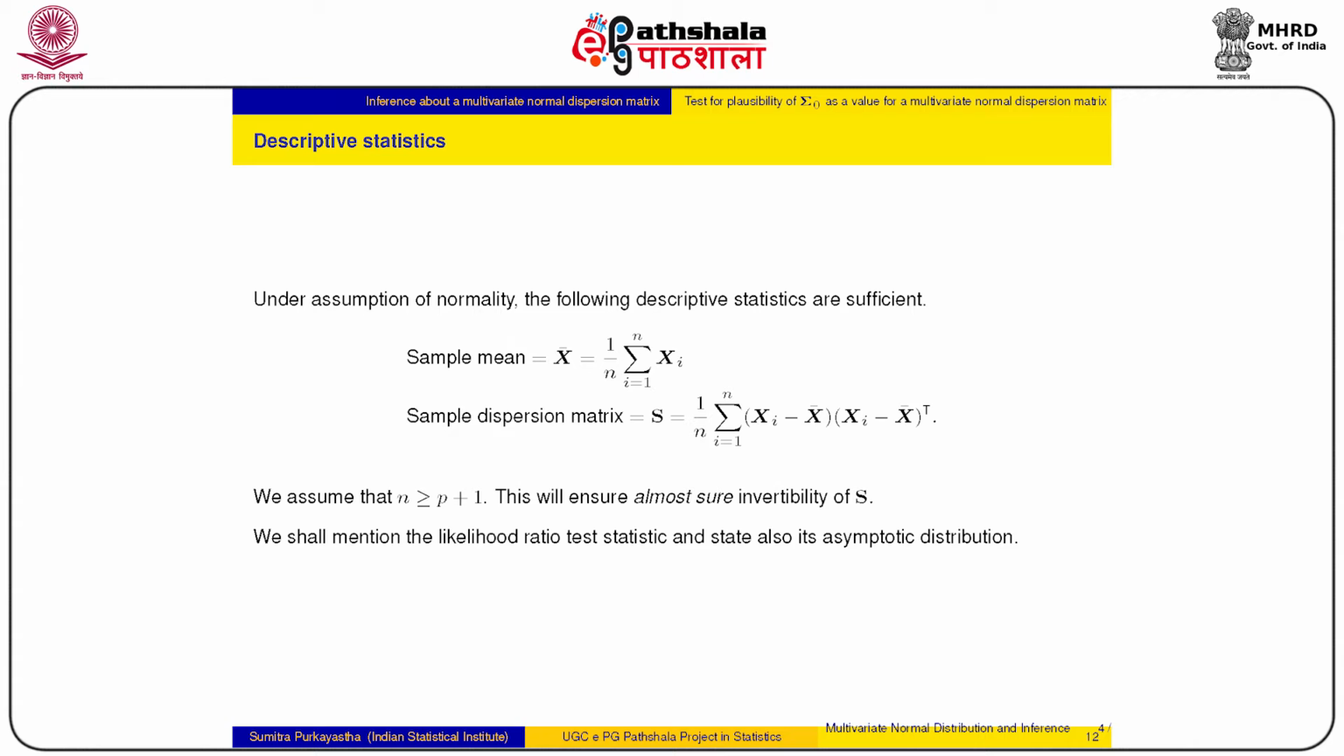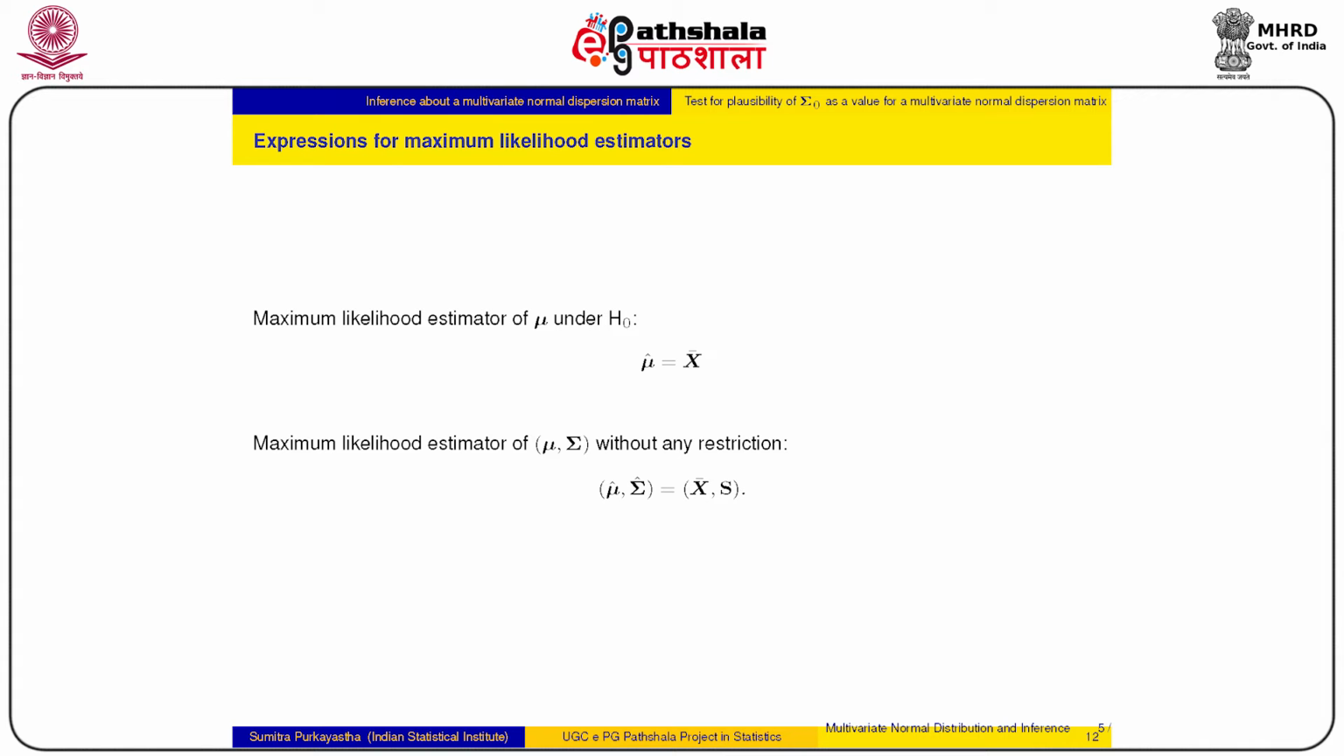So let's see what are the expressions for the maximum likelihood estimators. In order to find the expression for the likelihood ratio statistic, we have to find, to begin with, the maximum likelihood estimator of mu under H naught. We don't have to bother about sigma because under H naught sigma is known to me, sigma naught. So under H naught, that is when sigma is equal to sigma naught, the maximum likelihood estimator for mu is x bar, the sample mean. And when we don't have any restriction over either mu or sigma, then the maximum likelihood estimator of mu comma sigma without any restriction is x bar comma S, that is the sample mean vector, sample dispersion matrix.